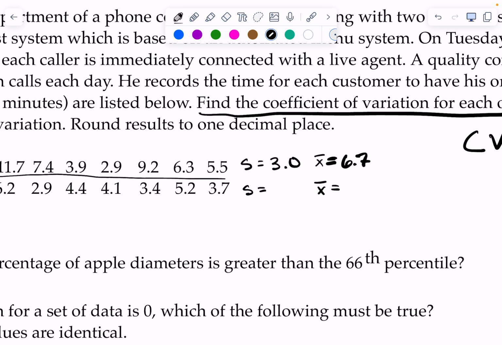Stat, calc, one variable stats. Enter. Is it pulling from list 1? Sure. Hit enter. Enter. Calculate. It's the same thing though. How do I get it from the second list?